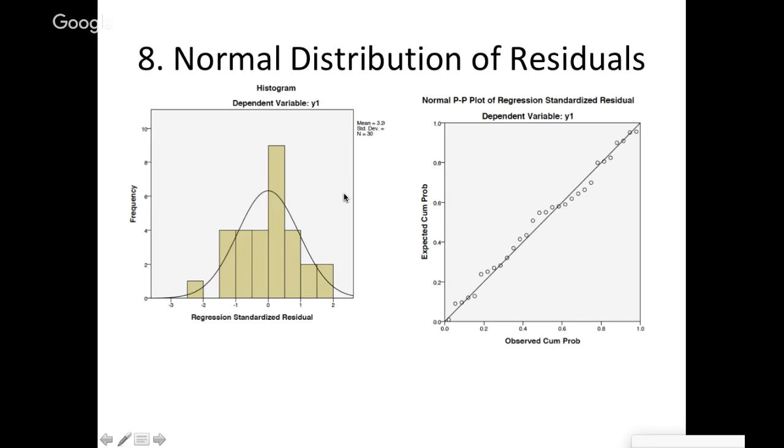The eighth and final assumption is normal distribution of residuals. Basically, we're looking at whether the variance around the regression is the same for the predicted variable.